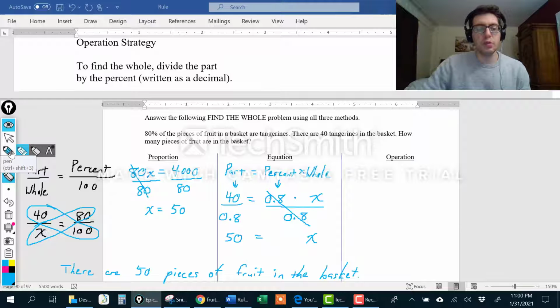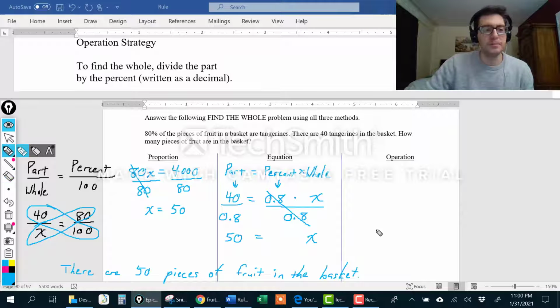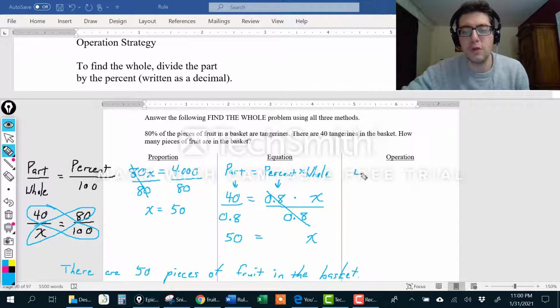And that's really where that comes from, that's exactly what we do when we solve the problem using the equation strategy. So really the equation strategy is where the idea for the operation strategy comes from. We're just going to take the part and divide it by the percent with the percent written in decimal form. So we have 40 divided by, remember the percentage was 80%, as a decimal it was 0.8. So 40 divided by 0.8 is 50.